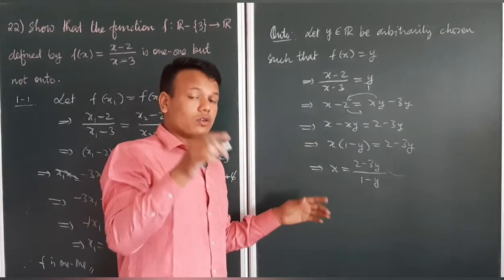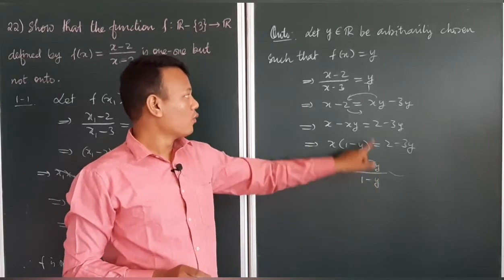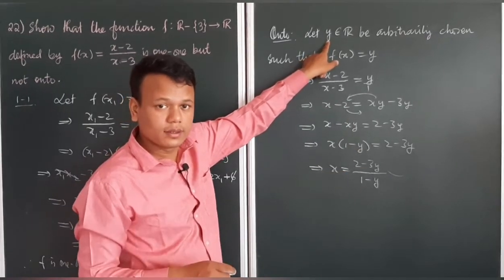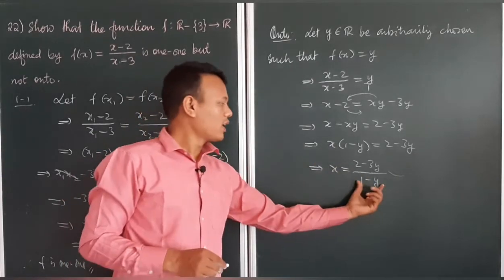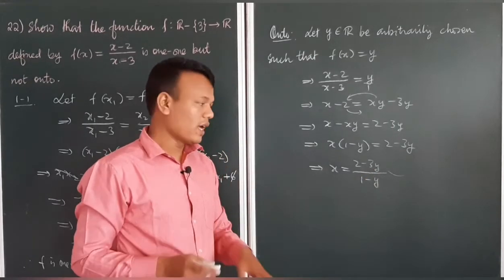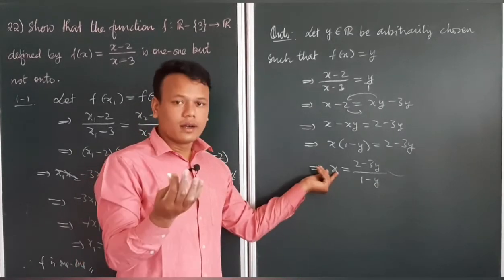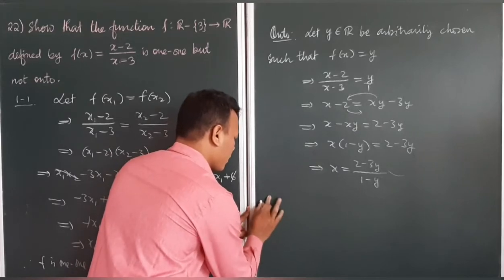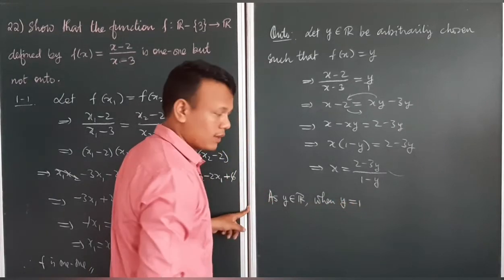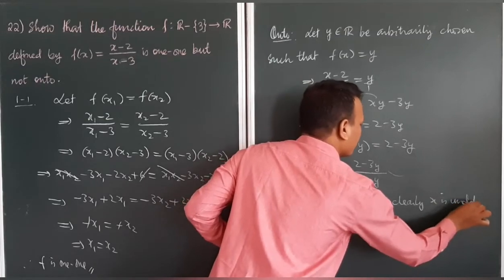So in order to disprove ontoness, we have to form a counter example, isn't it? So let's take, see, y is coming from R. That means the value of y can be anything, isn't it? So the value of y can also be 1, isn't it? So if I choose y equals 1, then what happens to the denominator? This becomes 1 minus 1, which is 0. That means the denominator becomes 0, and we know that if we divide anything by 0, that gives an undefined number. That means x becomes undefined, isn't it? So as y belongs to R, when y equals 1, clearly x is undefined, isn't it?